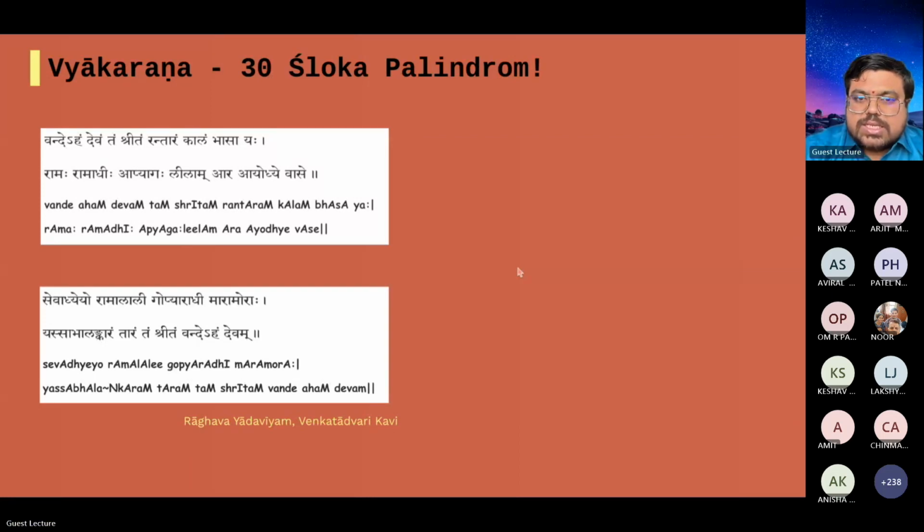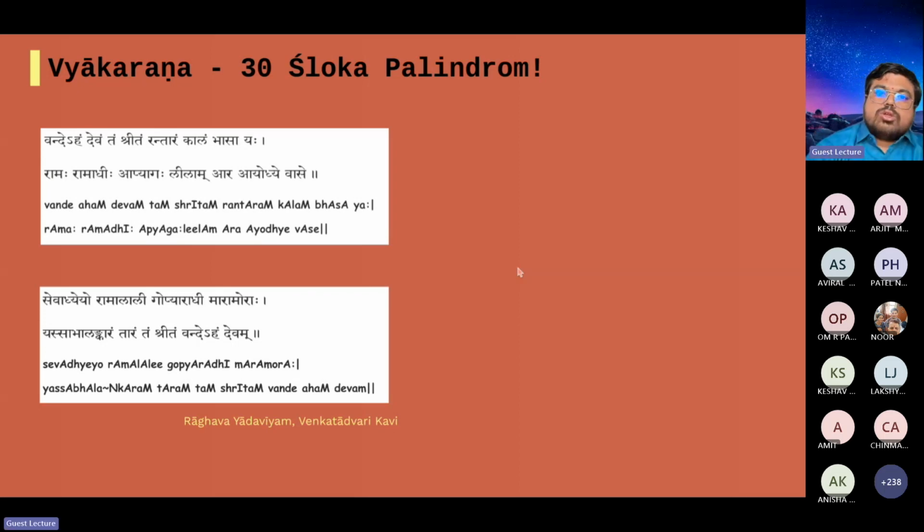The reason is, in Sanskrit, without deviating from the grammatical rules, from the Nirukta rules, from the dictionary rules, there are many compositions which give you a variety of things. One of such compositions I have taken as an example, which is called Raghava Yadaviyam, written by Venkatadhwari Kavi around the 17th century. Now, what does it do? There are 30 shlokas in this Raghava Yadaviyam. Every shloka you read from left to right or right to left, it remains the same. That is one aspect. So every shloka is a palindrome.